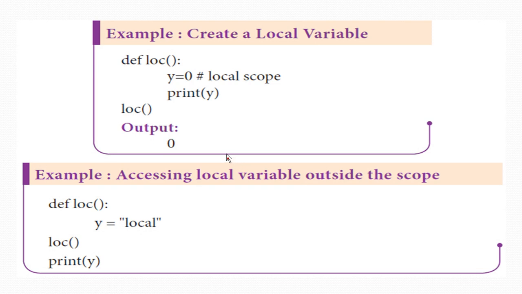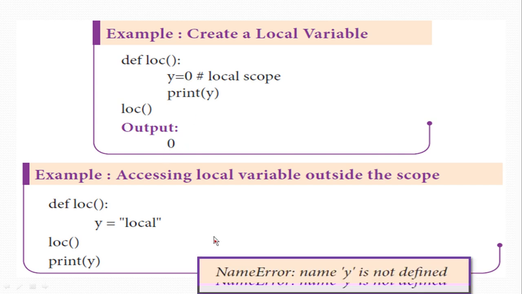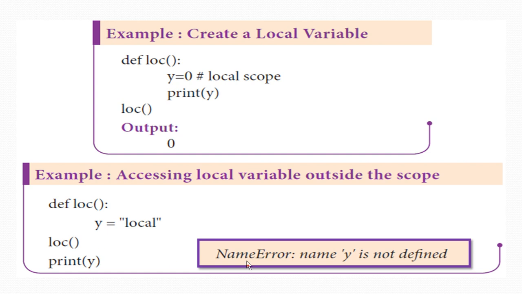Here is the example for the local variable. def LOC, y equal to 0. Here y is defined inside the LOC function, so this y is the local scope of the LOC function. That means we can use this variable inside this function only. Outside we cannot use it; when you use this variable outside, it leads to an error. Here we use y inside only, so we get the answer 0. When we use it outside, we get the result NameError: the name y is not defined.